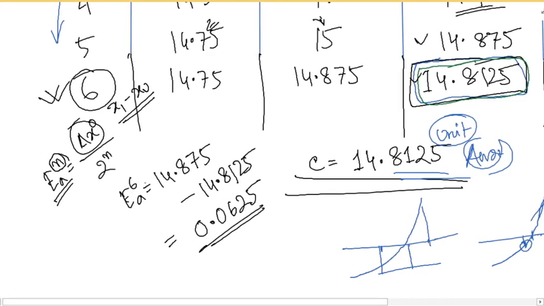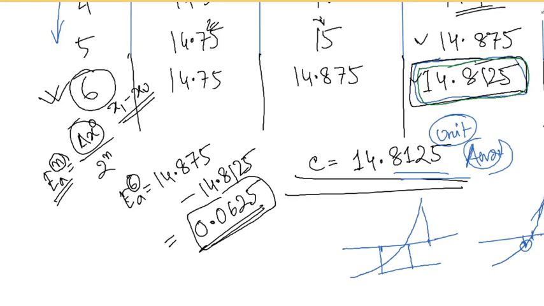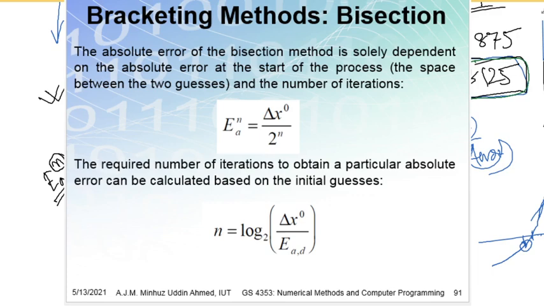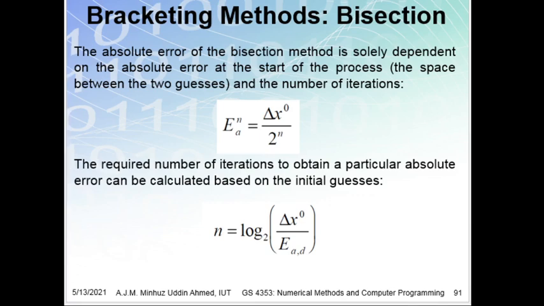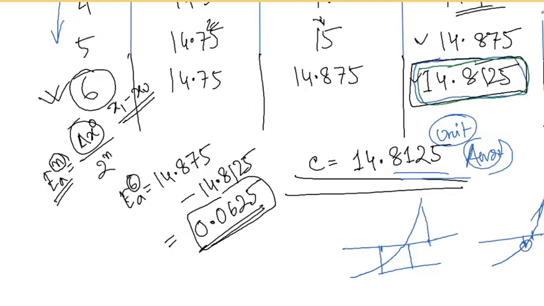So this is for the 6th step, and we'll check indirectly whether we get this value 6 or not. If you remember our equation rearrangement, as we have shown there, n equals log base 2 of Δx0 divided by EAn. So we will be reusing this here.